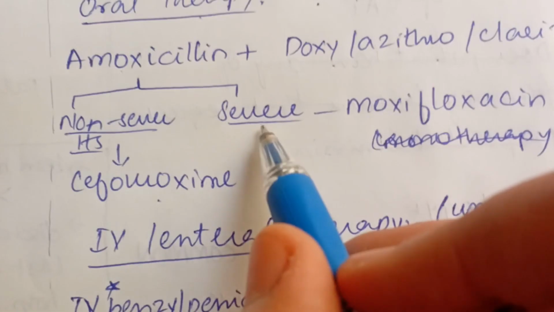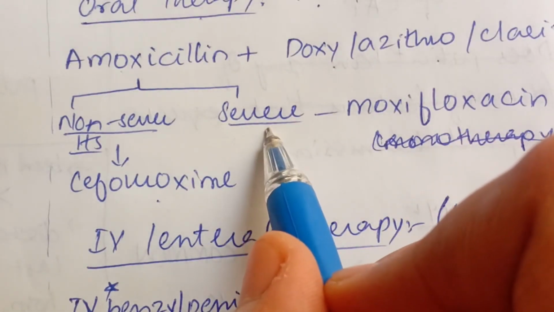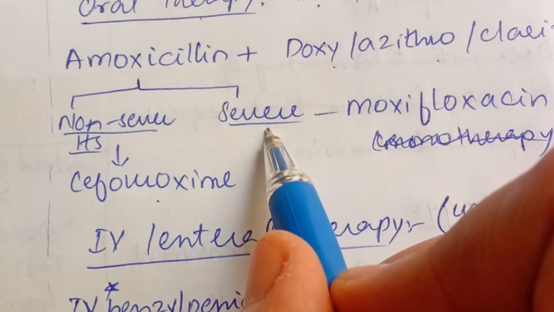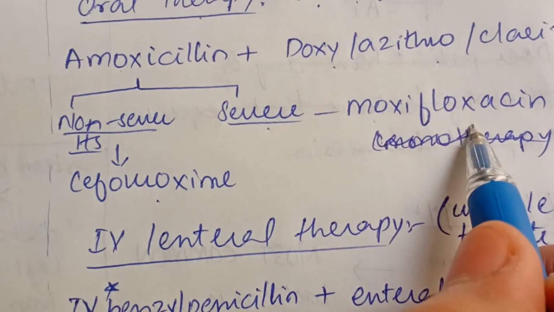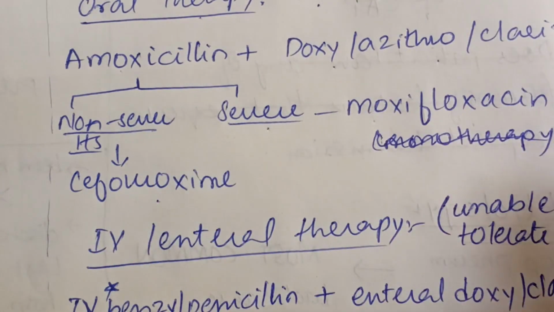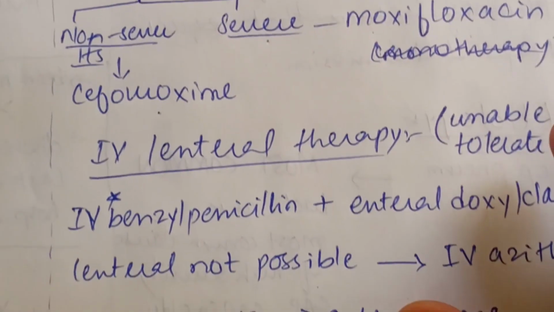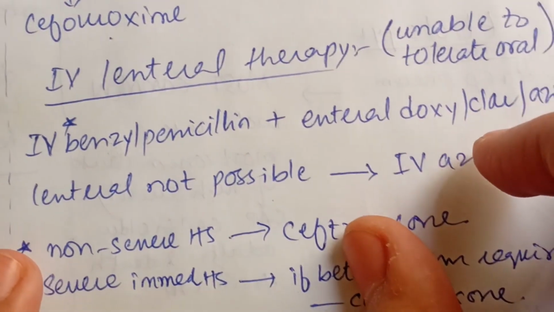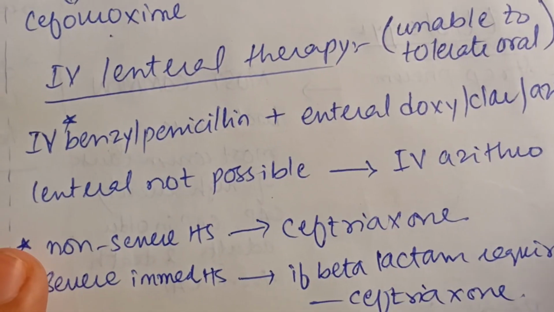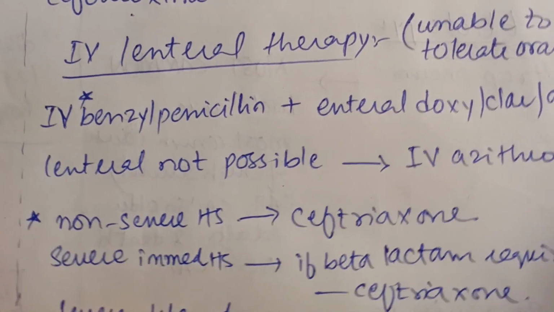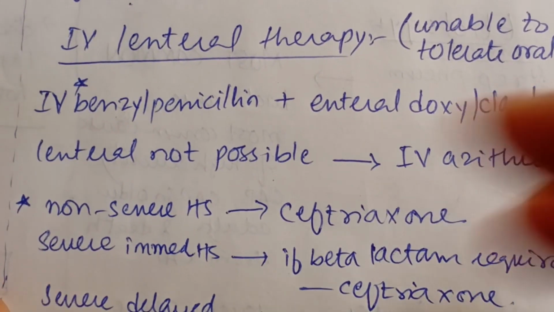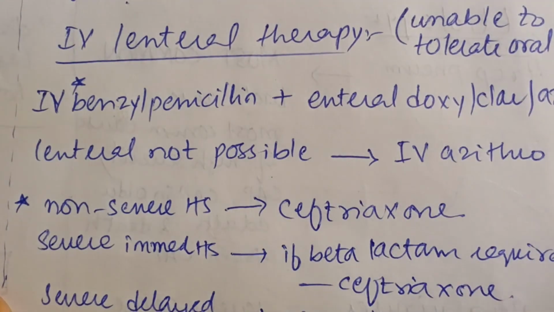And if the patient has a severe hypersensitivity reaction, we are going to administer moxifloxacin in place of amoxicillin, right? But if the patient is a candidate for IV therapy, he is unable to tolerate oral, or he cannot take oral therapy, we are going to shift towards the IV or enteral therapy.